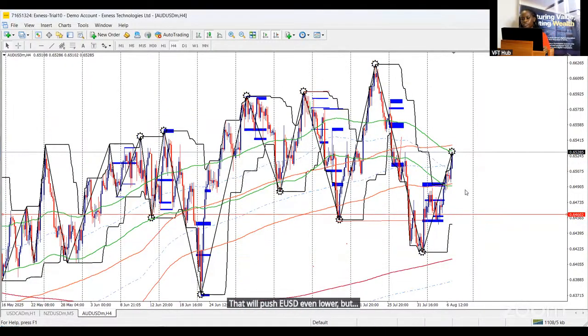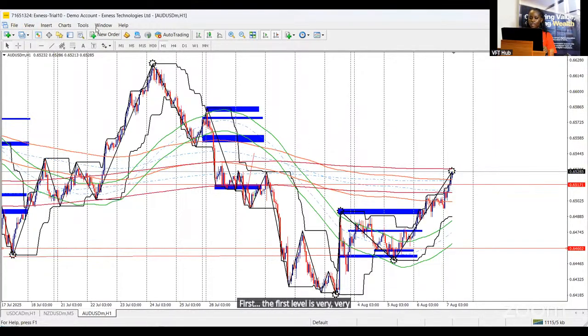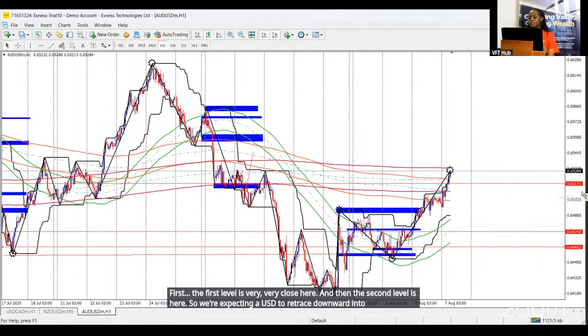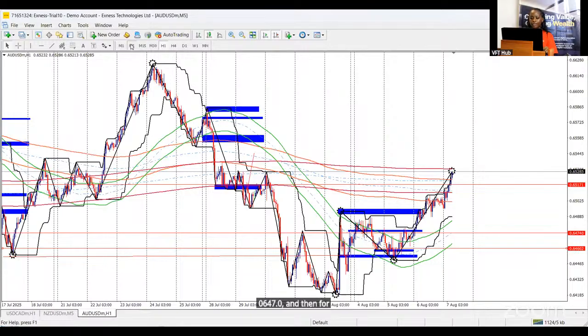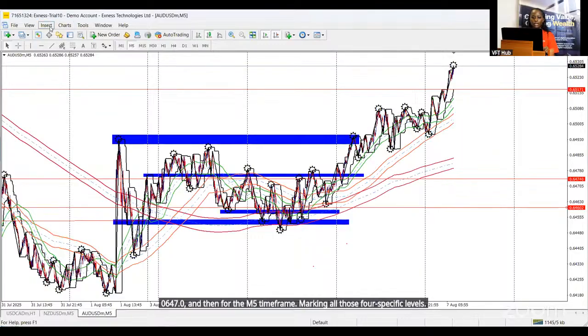But we keep saying, what we know is Sunshine has been printed on this particular time frame, so we're expecting a downward movement into what level? First, the first level is very, very close here, and then the second level is here. So we're expecting AUD/USD to retrace downward into 0.65171 or 0.64740. And then for the M5 time frame, marking out those 4 specific levels, those are yesterday's high and low, day before yesterday's high and low. So mark this out.